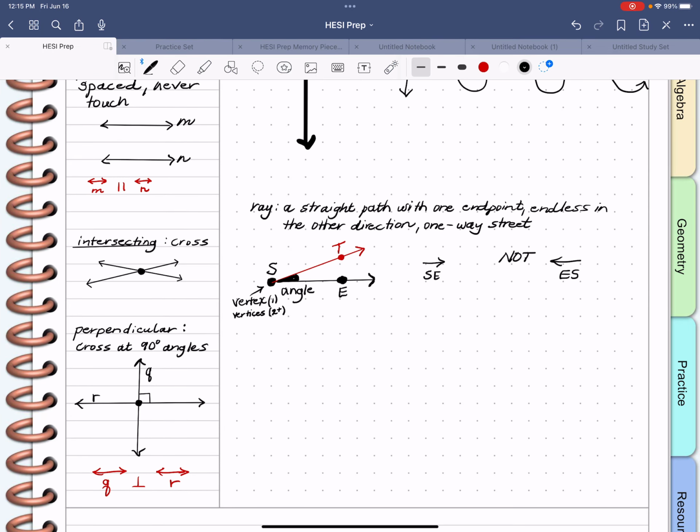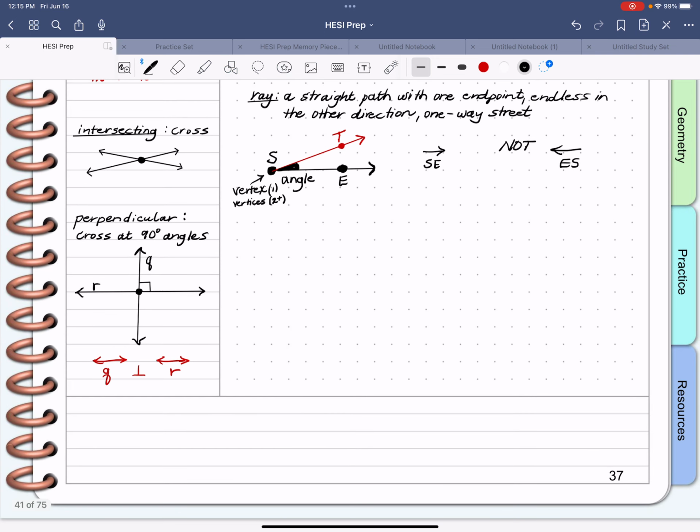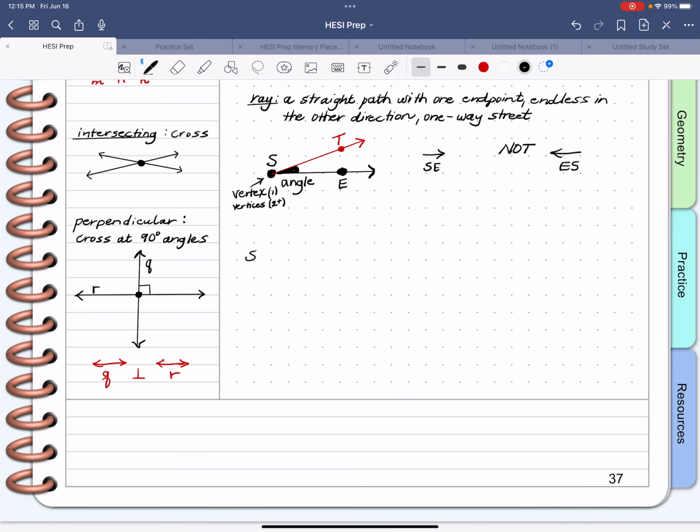Okay, last term that we need to note on this page is a segment. And most of the time in geometry, at least if you're dealing with shapes, you're going to be dealing with segments. A segment is a straight path between 2 points.